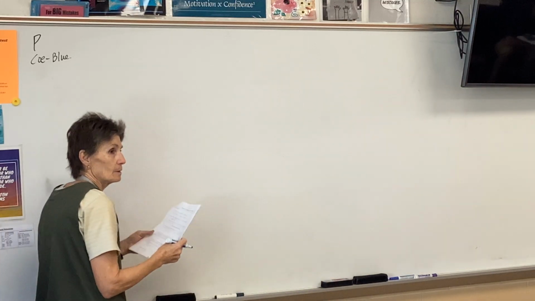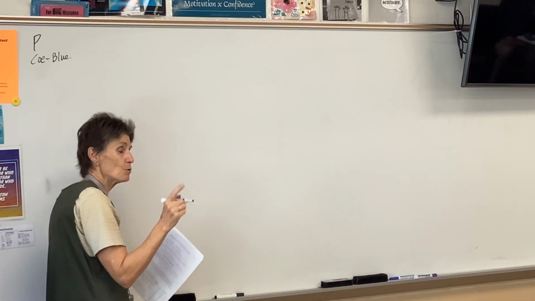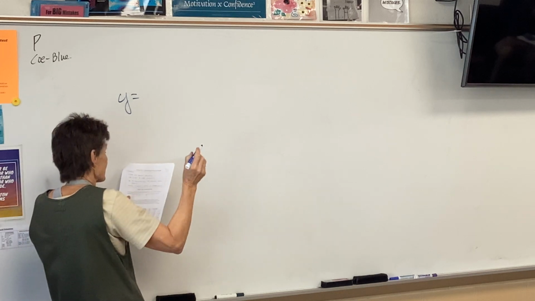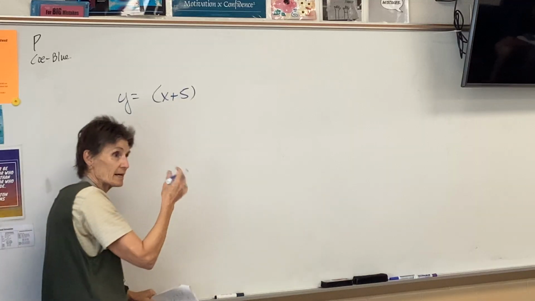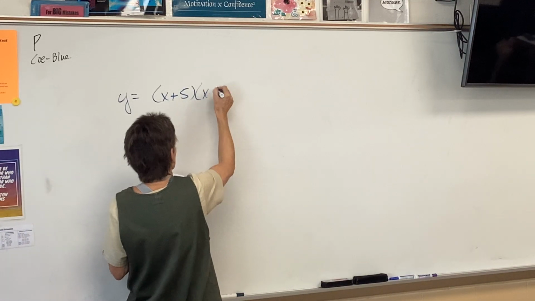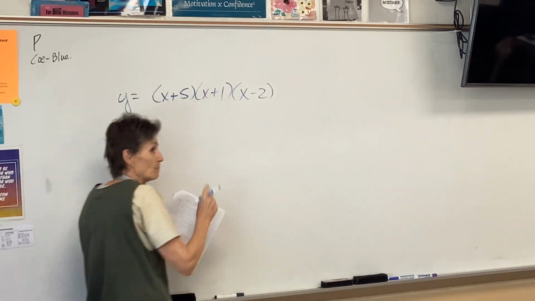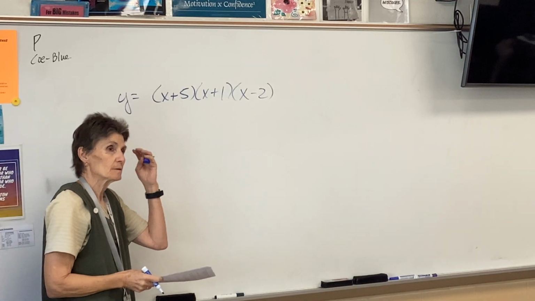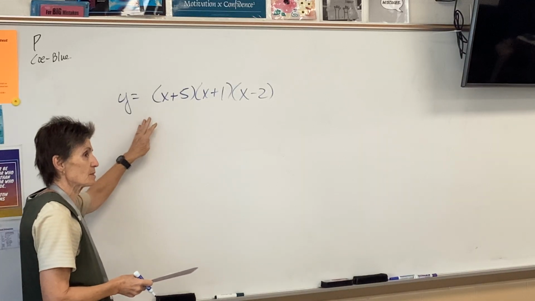Four variables and you have 4 points. So you could, absolutely, you could do that. You could also remember that if it has zeros at -5, then it has a factor at x plus 5. And it has a factor at x plus 1. And it has a factor at x minus 2. You follow what I'm saying? Those would give me the x-intercepts.